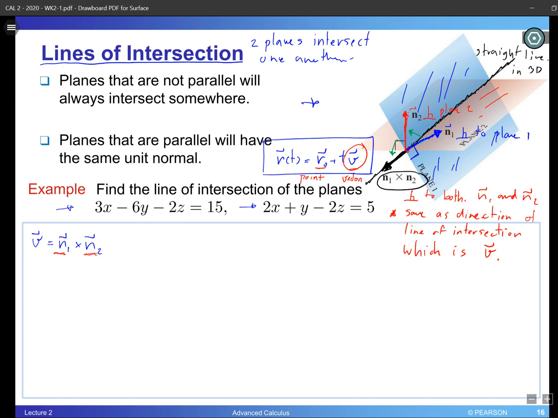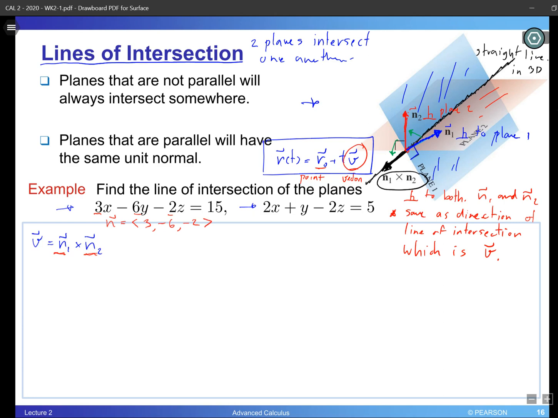I want you to use the trick that I pointed out to you earlier: the coefficients in front of the variables are going to be the same as the components of the vector n. So here, for the first plane, we are going to have this vector n to be equal to the same as the coefficients, 3, minus 6, and minus 2.